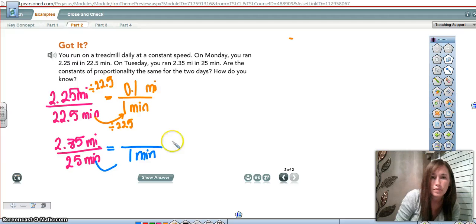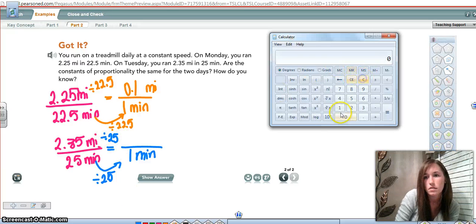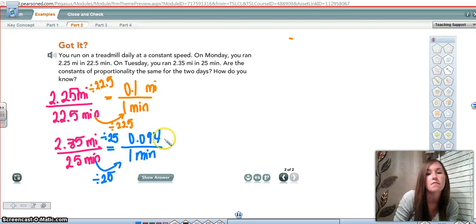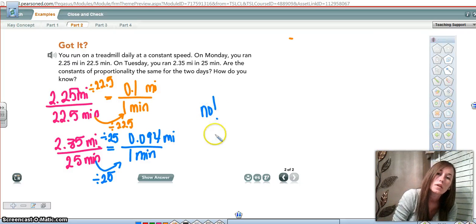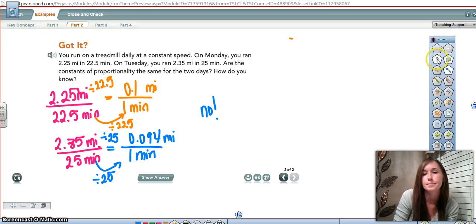Divide by 25, divide by 25. 0.094. So not quite a tenth of a mile. So we would say no. We can see that the unit rates are not exactly the same. They're close, but they are not the same.